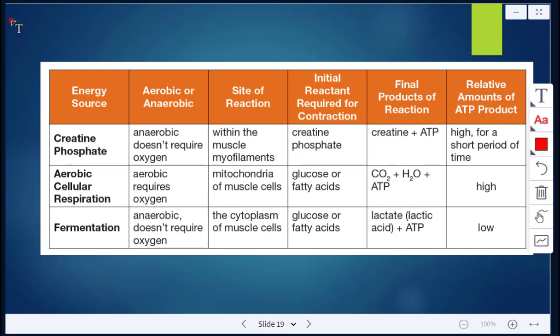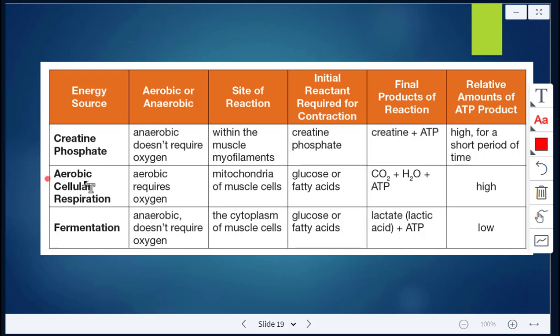All right, so this is just a summary chart of the energy sources: creatine phosphate, aerobic cellular respiration, and fermentation. Creatine phosphate is anaerobic. It doesn't require oxygen. It's occurring within the muscle myofilaments. The initial reactant required is creatine phosphate. The final products are creatine and ATP. And the relative amount of ATP produced is high, but for a short period of time.